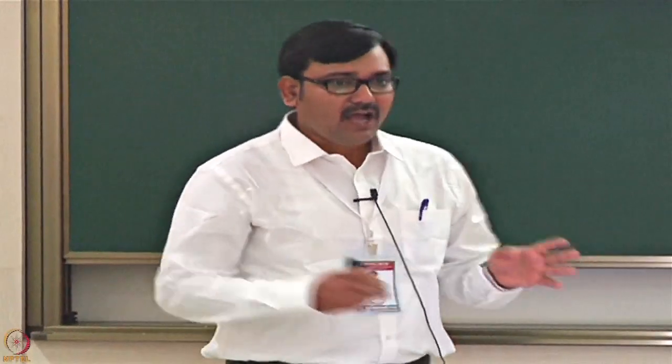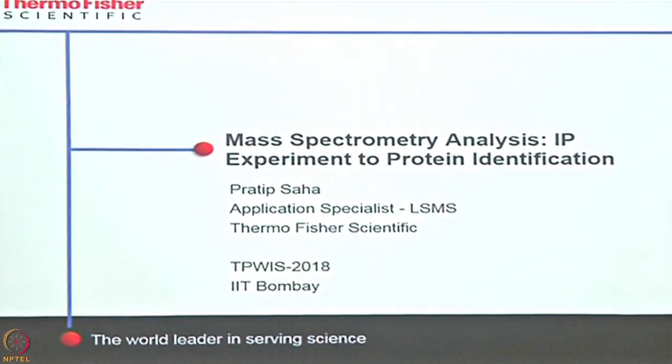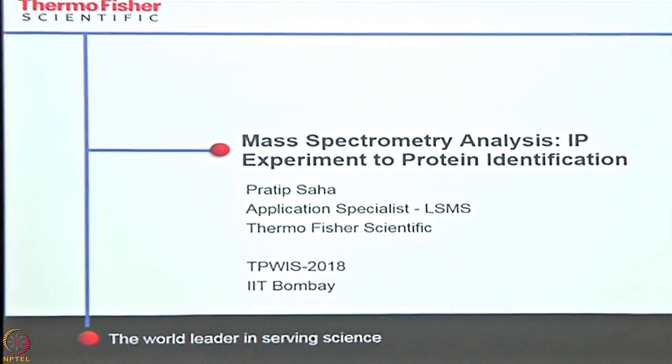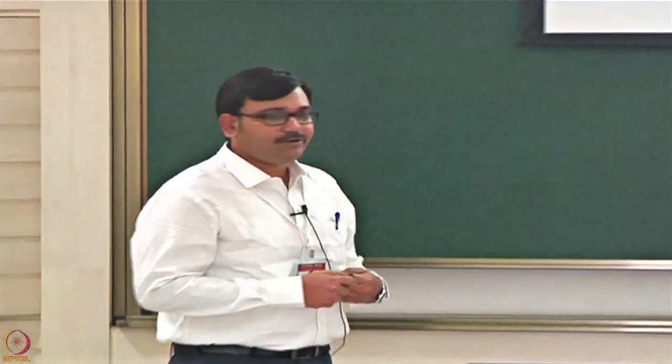So today, till now you have done the IP experiments. So immunoprecipitation, you do the antibody precipitation. So next, from those proteins which have been precipitated, how do you identify the protein? Mainly we will focus on the mass spectrometry part. So my topic is mass spectrometry analysis from IP experiment to protein identification.